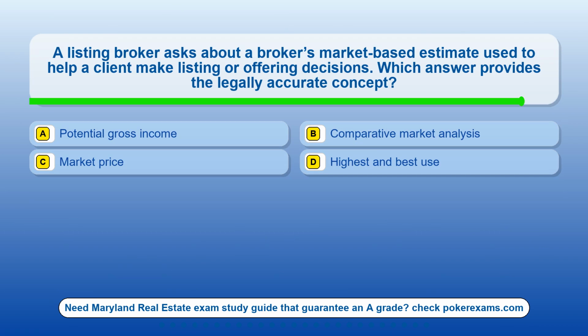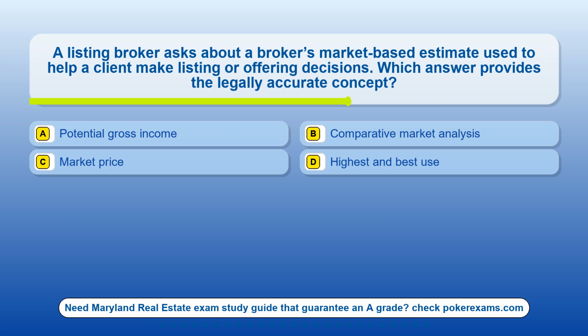Question 24. A listing broker asks about a broker's market-based estimate used to help a client make listing or offering decisions. Which answer provides the legally accurate concept? Option A, potential gross income. Option B, comparative market analysis. Option C, market price. Option D, highest and best use.